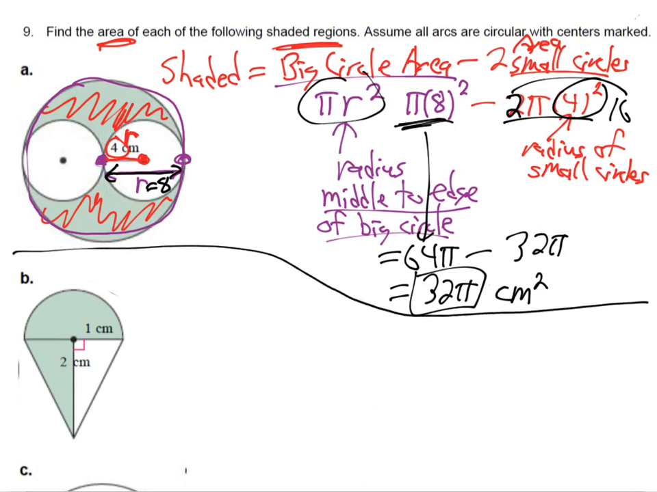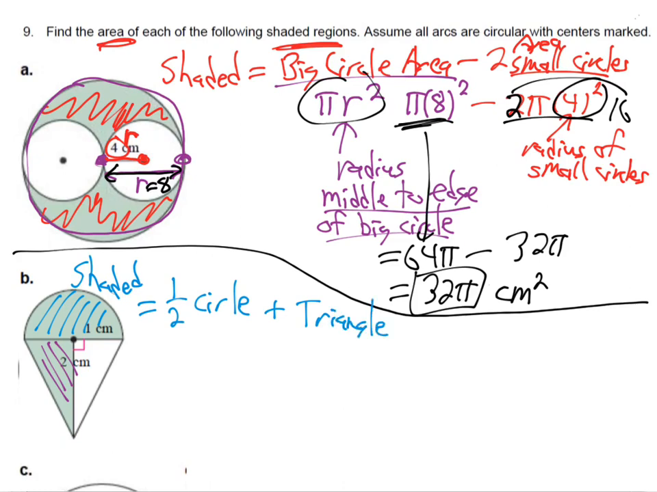Let's try part B here. Part B is going to be a half a circle added to a triangle, right? Because we want the shaded area, just the shaded area. So the shaded area equals a half a circle plus a triangle. All right.